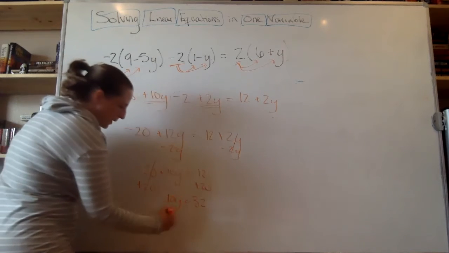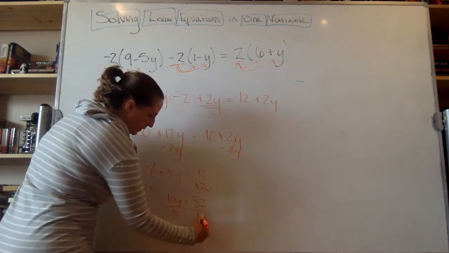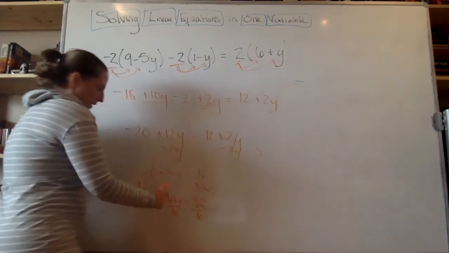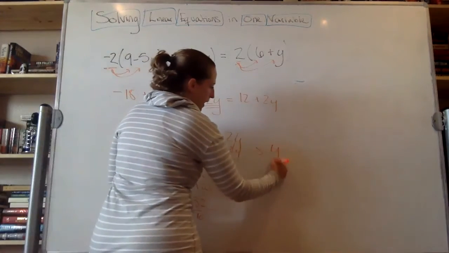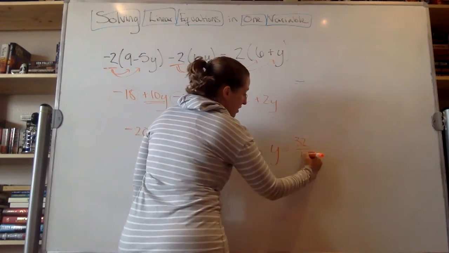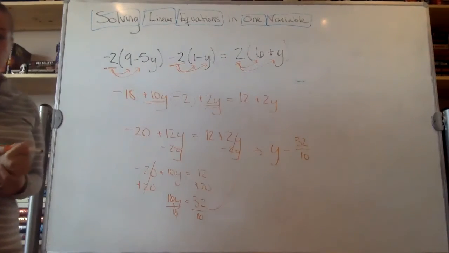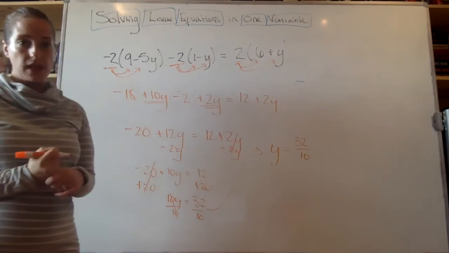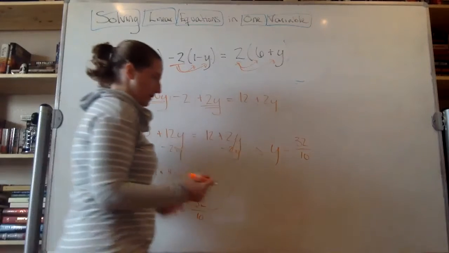Last, I have 10 times y. I undo that by dividing both sides by 10. The 10's cancel, leaving me with y equals 32 over 10. Now, that's an answer, but it's not the most simplified answer. So what do we need to do with 32 over 10? We need to reduce that fraction, okay?